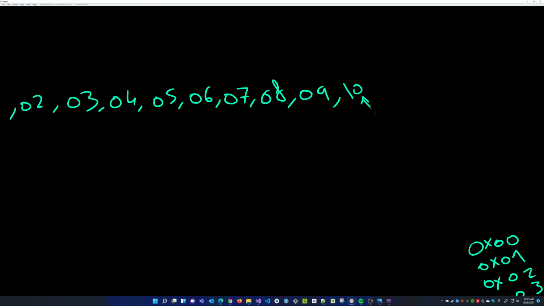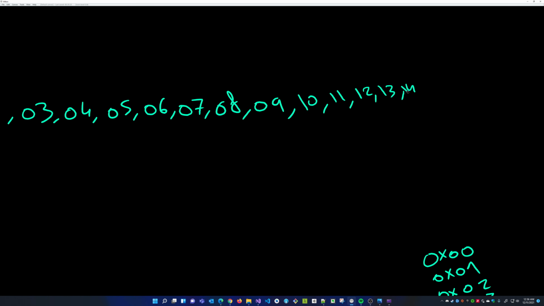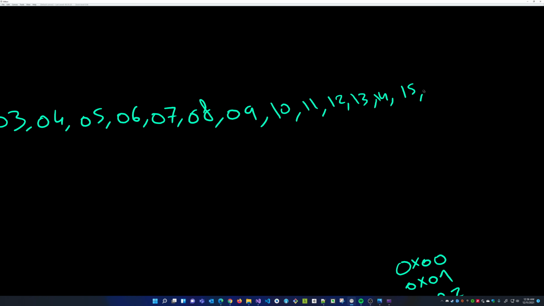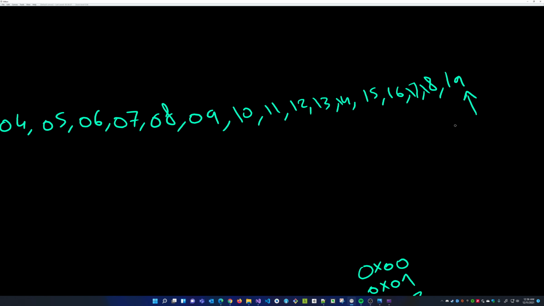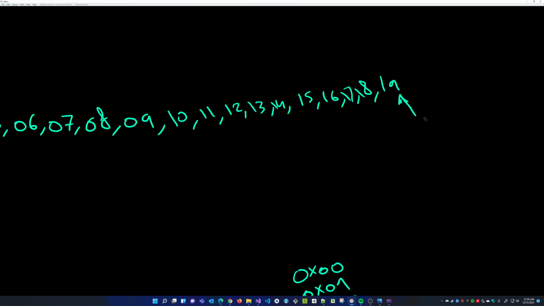What do we do after 10? Well, keep incrementing this part. 11, 12, 13, 14, 15, 16, 17, 18, 19. We reached the limit again. 9 is the last digit. Well, reset this to 0 and increment this by 1. 20. And so on and so forth. And that's how numbering systems work.